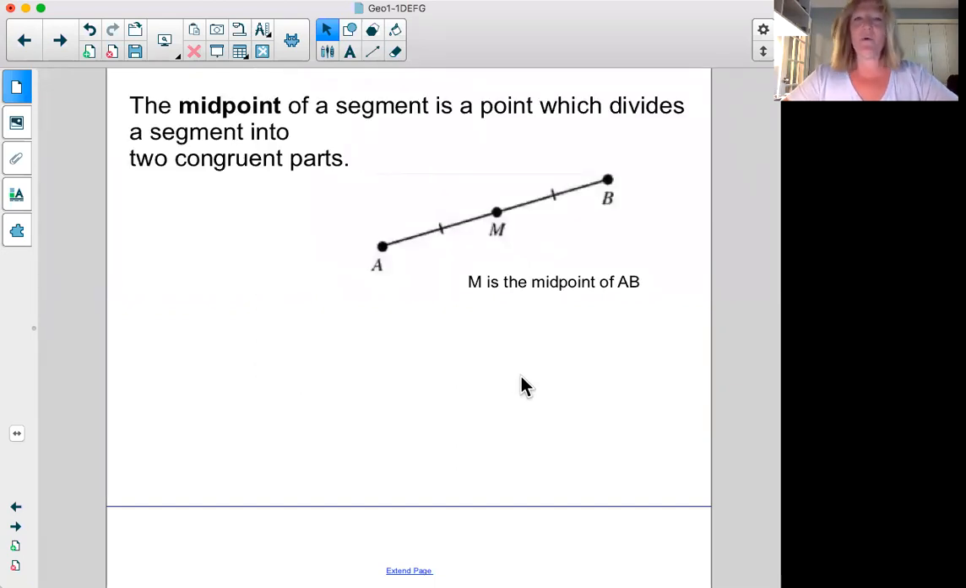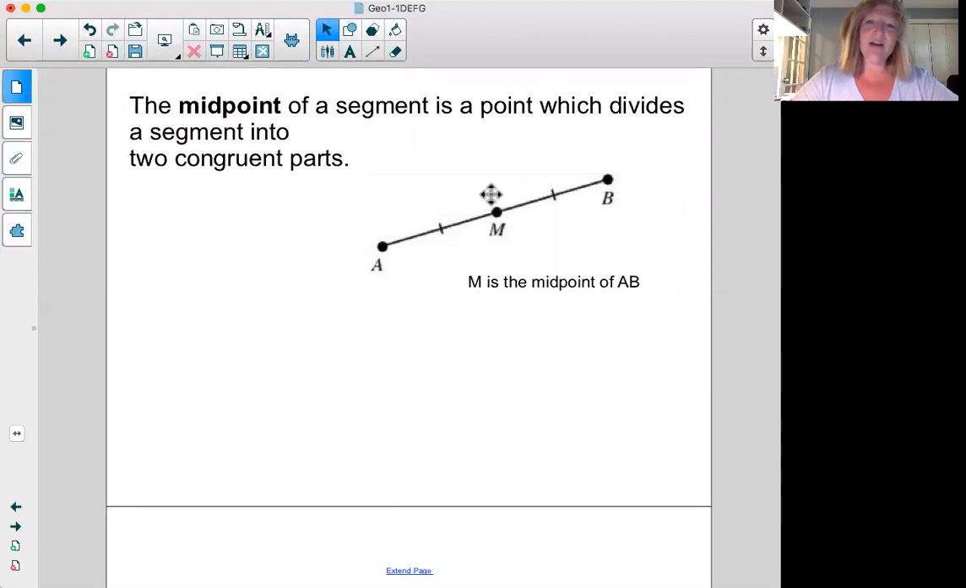So what is the midpoint? The midpoint of a segment is the point which divides a segment into two congruent parts. Remember, congruent parts are parts that have the same measurement. So a midpoint divides a segment into half, into two equal parts, into two congruent chunks.